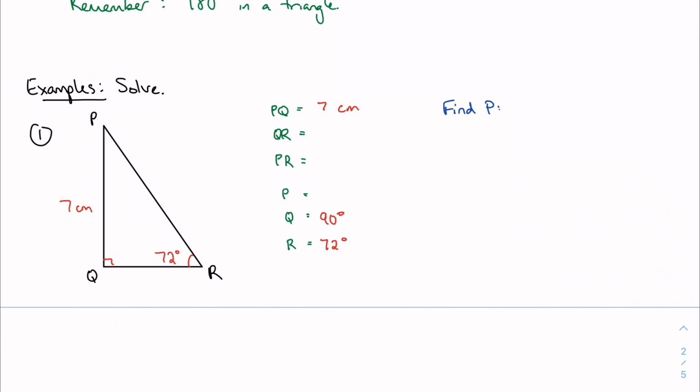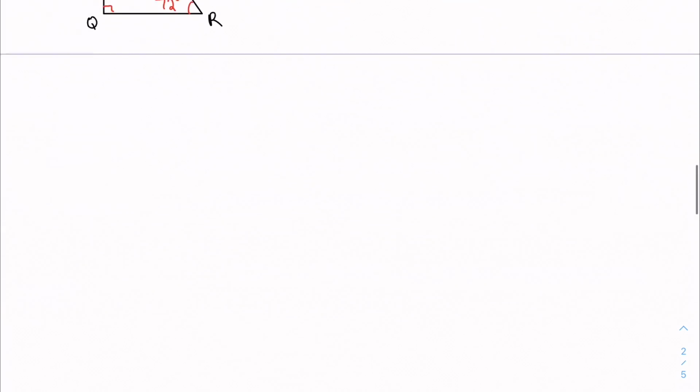Because I'm given two angles, and I know that there are 180 degrees in a triangle, right? So I know that P plus Q plus R equals 180. Well, Q and R equal 162, right? 90 plus 72. So I subtract and I get 18 degrees. Great, so I've got three angles. I like to label them as I get them in my triangle, but that's personal preference.